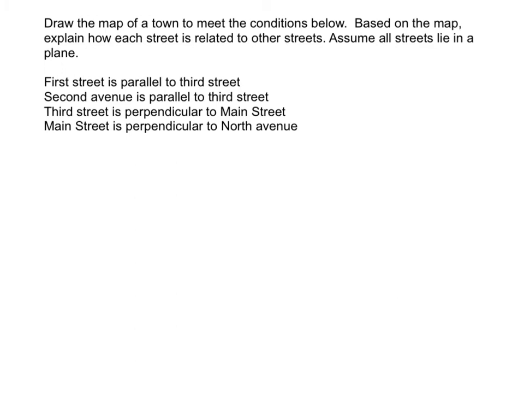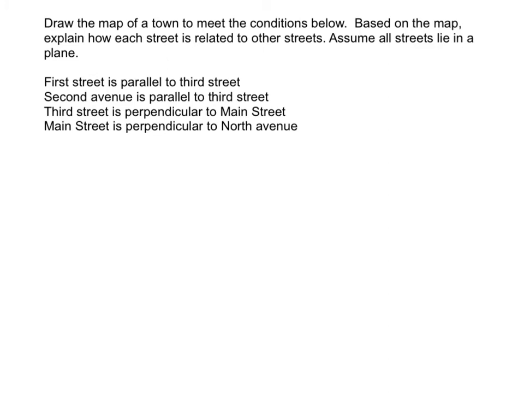Okay, now that you've gotten this written down and you've paused it and tried to figure this out on your own, it says here, draw the map of a town to meet the conditions below. Based on the map, explain how each street is related to other streets. Assume all streets lie in a plane. Okay, so the first sentence here is that First Street is parallel to Third Street. So we're going to make some streets here.